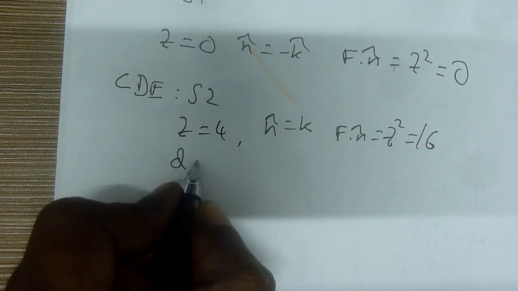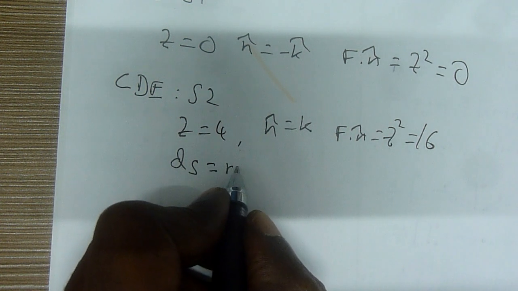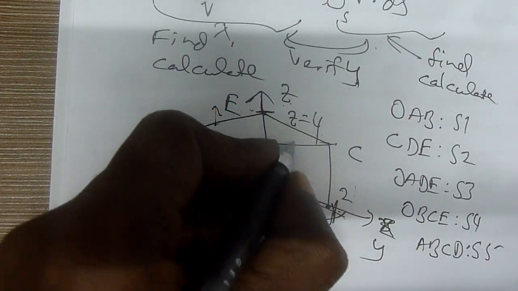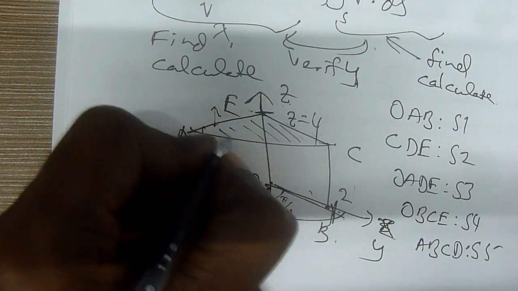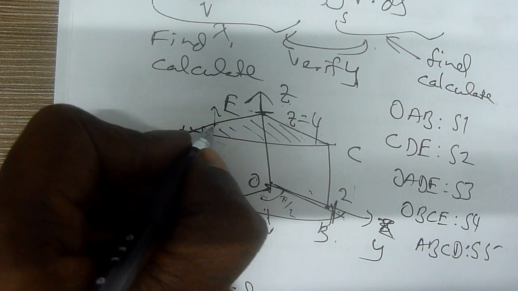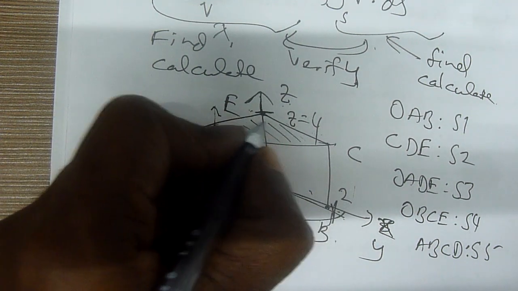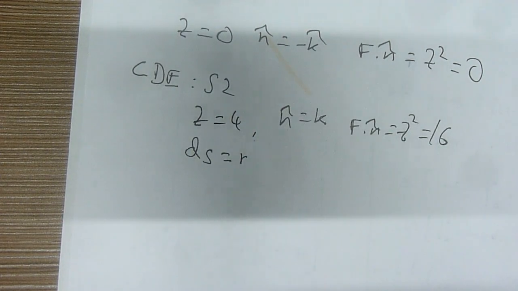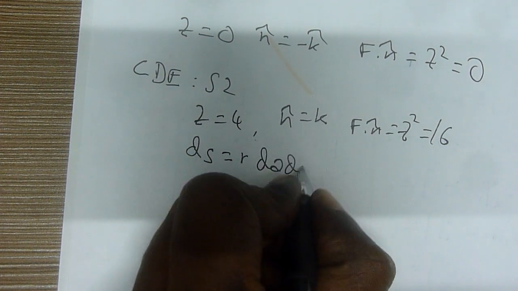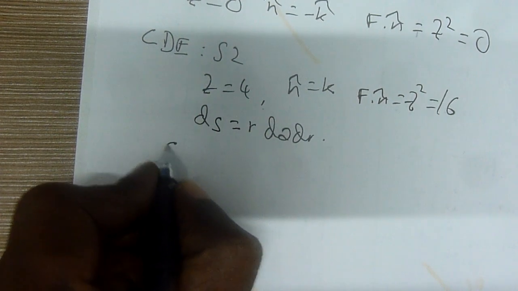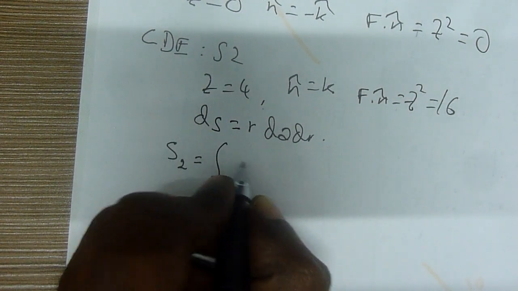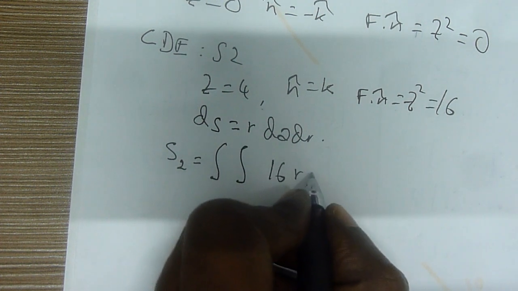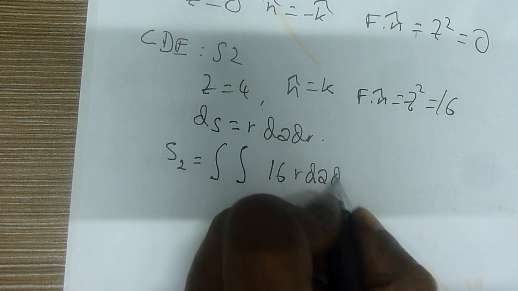And what about the dS? The dS is r. This is very important, I need to show you. How to find the dS? We are interested in this top, right? If you want to find this top, we need to use dr d theta. Therefore your calculation in this particular case is 16 r d theta dr.